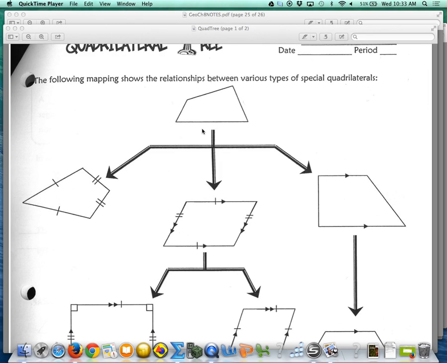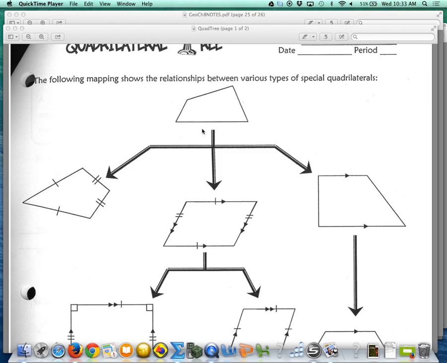Trapezoid has what? 1 pair of parallel sides. Parallelogram has 2 pairs of parallel sides. Kite has no parallel sides. Okay, if I'm looking for parallel, what is that going to use? Slope, right? So the first way that you could start the problem is do the slope of all 4 sides.